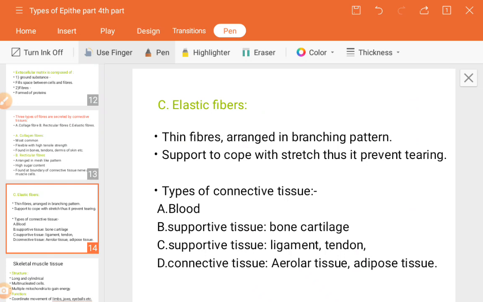The next portion of this topic, tissues, that is muscular tissue and nervous tissue, we are going to see in the next session. So we are going to finish here.